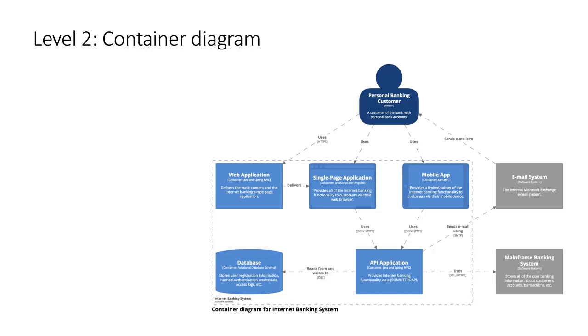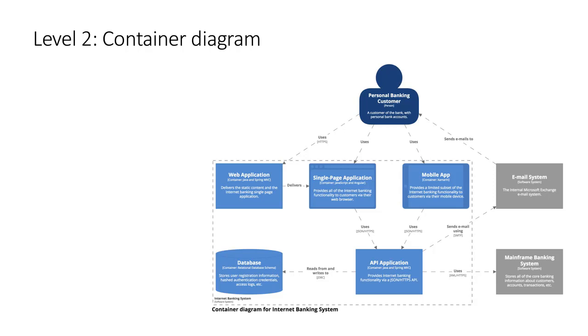Essentially, a container is a separately runnable, deployable unit, a separate process that executes code or stores data. The container diagram shows the high-level shape of the software architecture and how responsibilities are distributed across it. So now in this diagram we can see some more details.